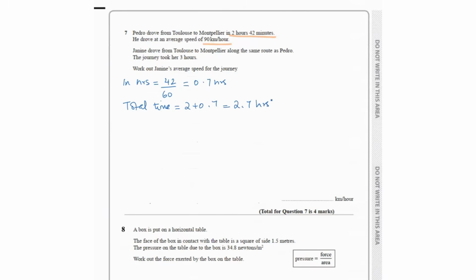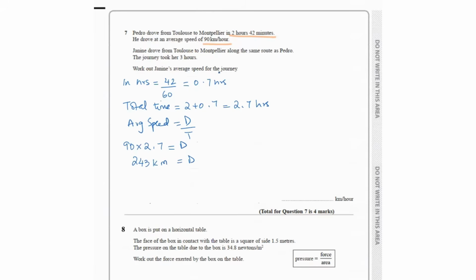Always read the question carefully and make sure to highlight the metric units they're talking about. If you mess up your metric units, even if your steps are correct, your answer would be incorrect. So now that we have the time just in hours, now we're going to find the distance. Average speed is distance over time. So distance is going to be average speed multiplied by time. So that's 90 times 2.7. That's 243 kilometers.